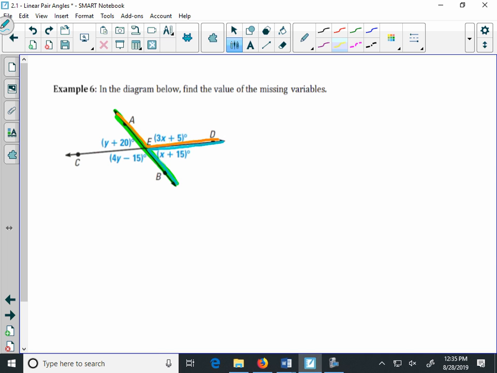So what does 3x plus 5 and x plus 15 add up to? 180. Yeah, it's going up and down, but it's still a straight line. It's still a straight angle. They still are going to add to 180 degrees. I just do 3x plus 5 plus x plus 15 and set it equal to 180.